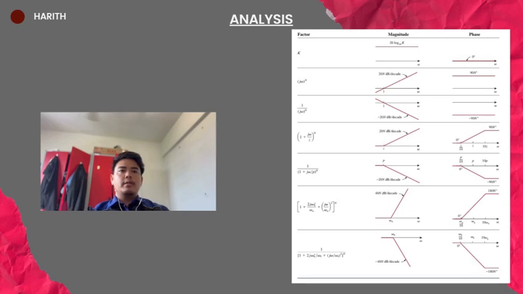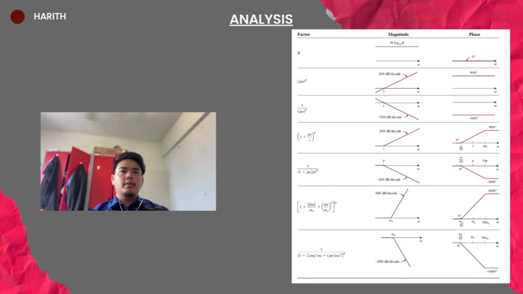So the second one, we will use first order zero, which is number 3 from the table. This factor models a zero in the function, introducing a positive slope in the magnitude plot above its corner frequency. The magnitude increases at a rate of 20 n dB per decade, while the phase rises asymptotically toward plus 90 n degrees. This component is particularly useful for improving system response speed or implementing lead compensation in control design.